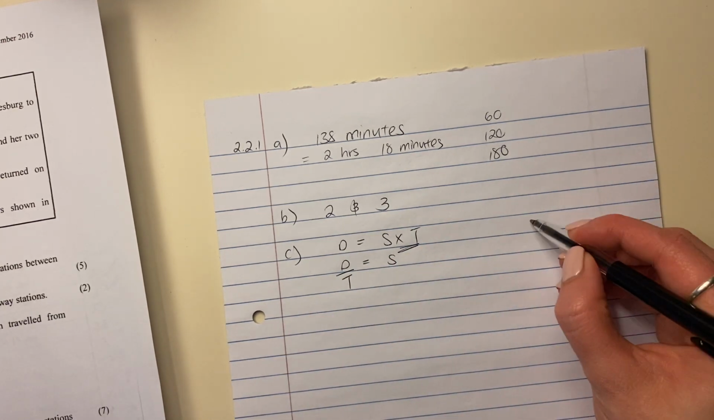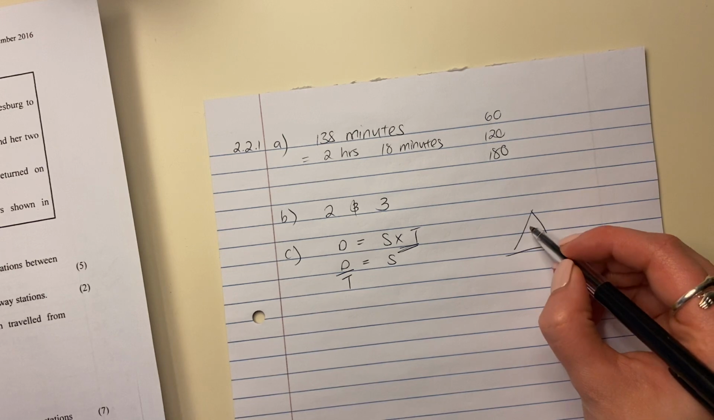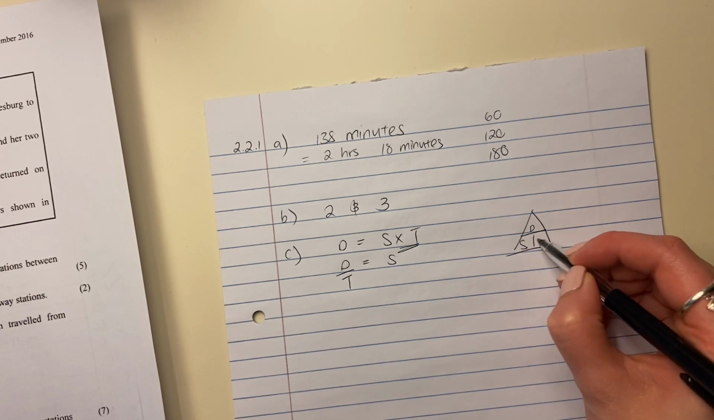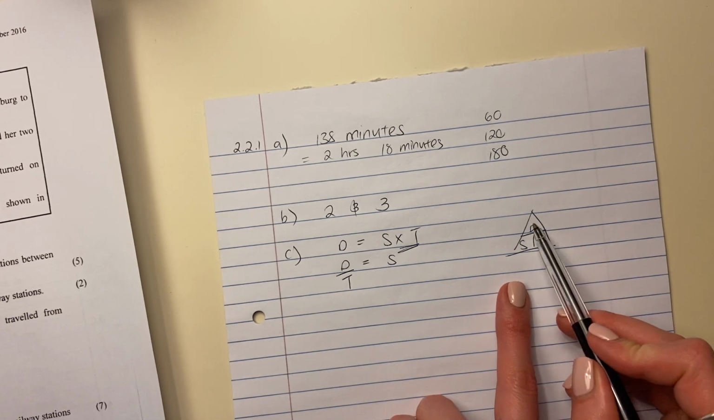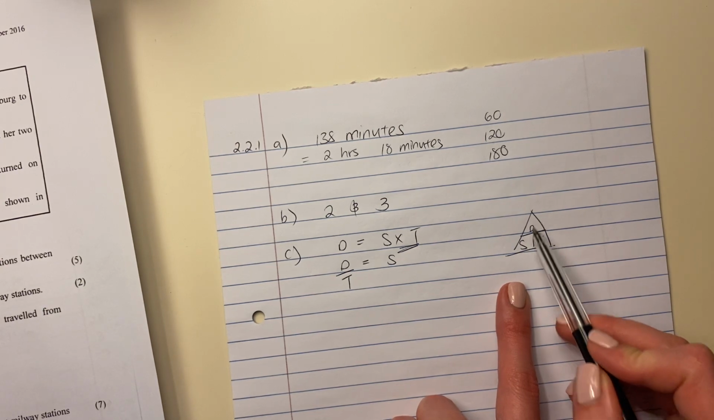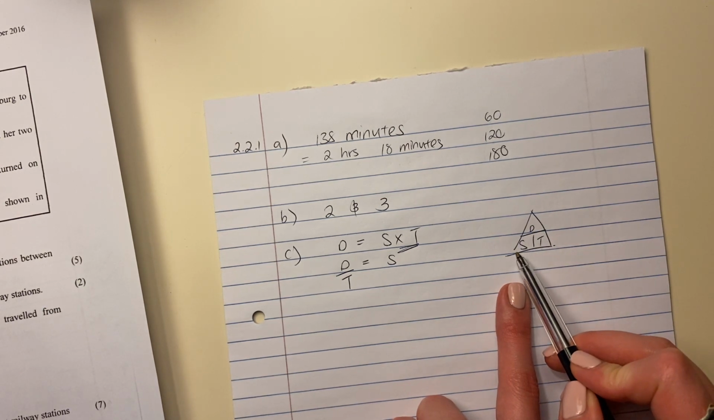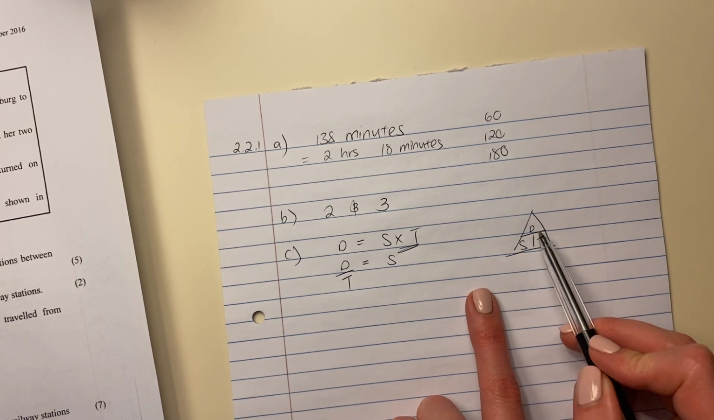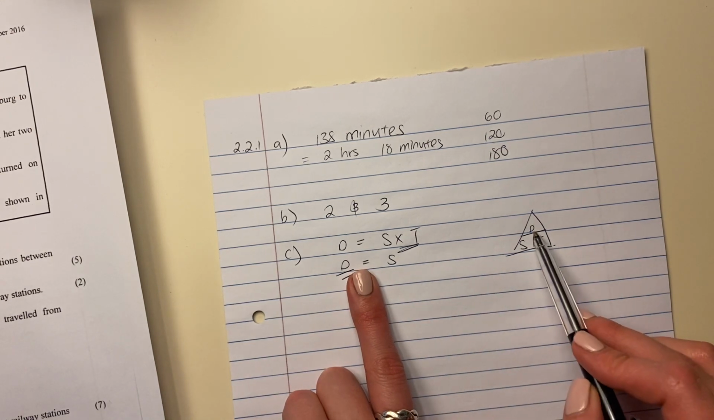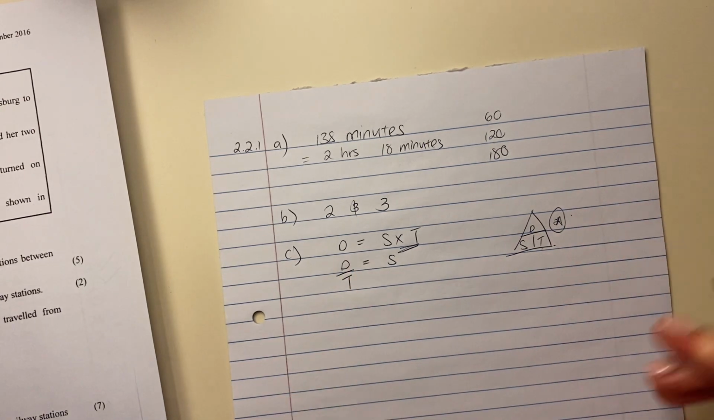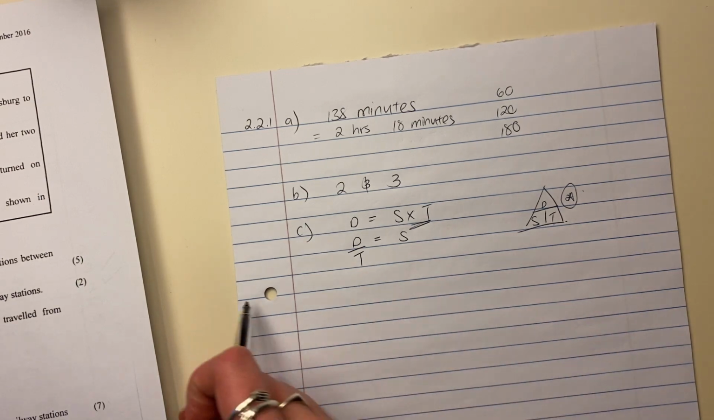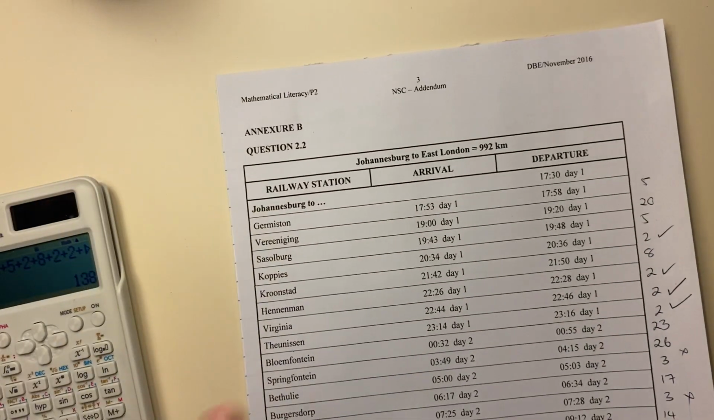Now you could be saying, oh, Margie, I don't know what that means. Well, remember, you should have learned this, right? So speed equals distance over time. Time equals distance over speed, and distance equals speed times time. So you should know this, even if you don't understand what I'm doing over there. You need to know this little triangle over here, okay? So let's continue. Let's look at our annexure, get a bit of information.